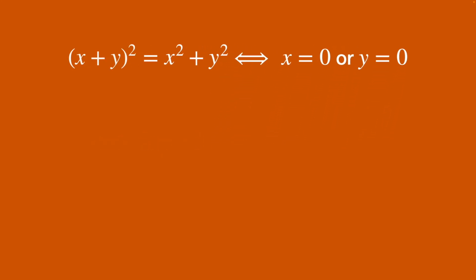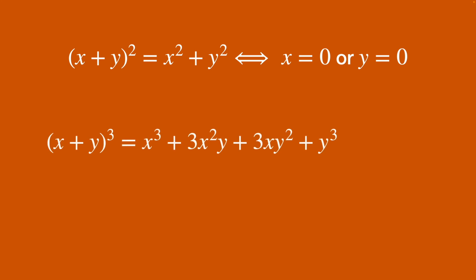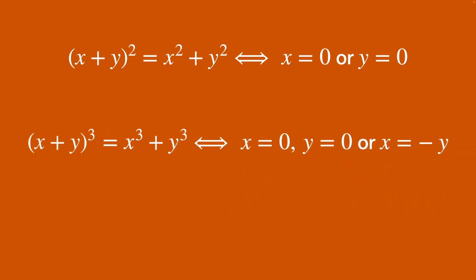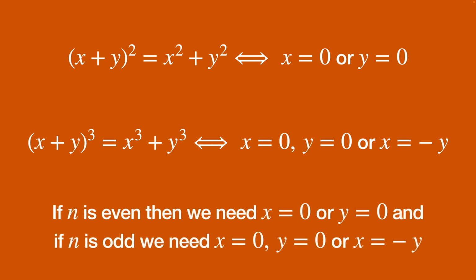So let's do one more here quickly. Notice that if our n is 3, we have this standard binomial expansion here. And we want that to equal x³ + y³, right? So we need our inside to be equal to 0. And we can take out 3xy to get this condition here on the bottom left. And so that implies we need x or y to be 0 like before, or x to be negative y. And so I'm going to claim that if n is even, we need x or y to be 0. And if n's odd, we need x or y to equal 0 or x to equal negative y.